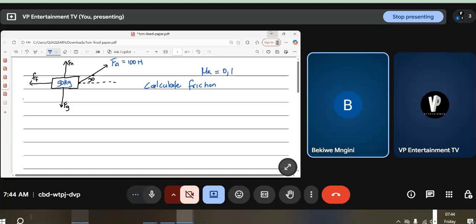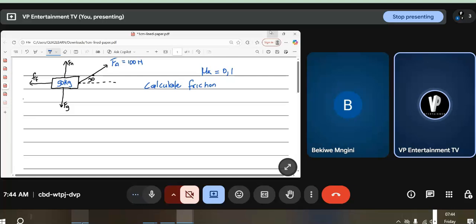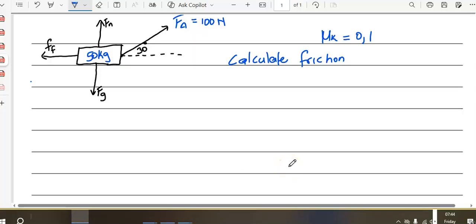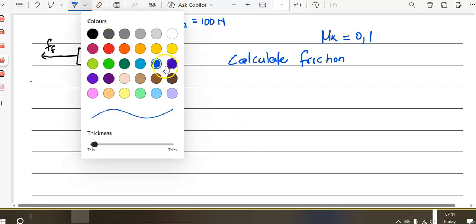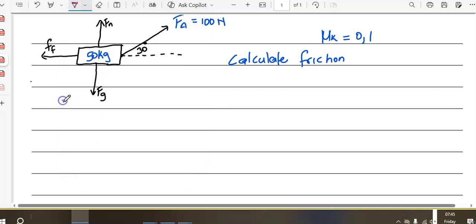So now, when you have the applied force, let me explain that. First thing first, calculate friction. What do you do? I need you to listen very carefully. To calculate friction, you're going to first write the formula for friction. So frictional force is equal to μ times what? N. The normal force.